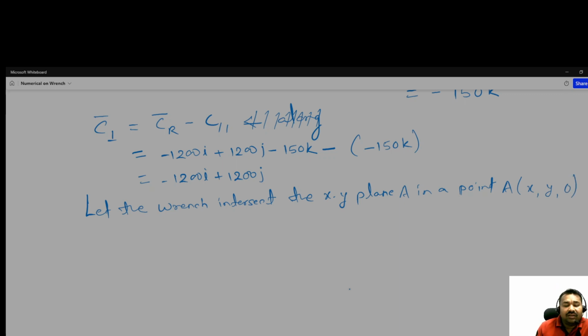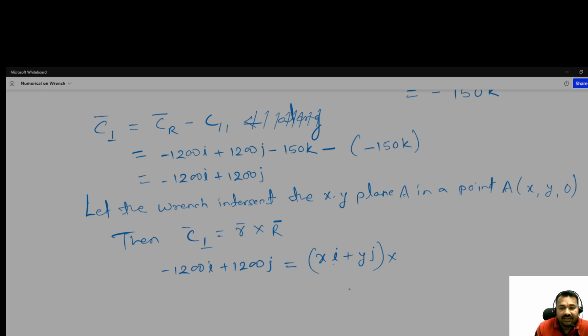Okay. So what will be then? C perpendicular is equal to R, the position vector, multiplied by the resultant. Okay. And this is equal to what? So this already we know, 1200 I plus 1200 J here. It is equal to R. R means what here? So X I plus Y J multiplied by the resultant. Okay, and the resultant is minus 500 K.